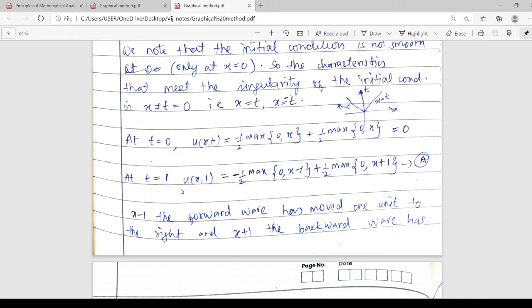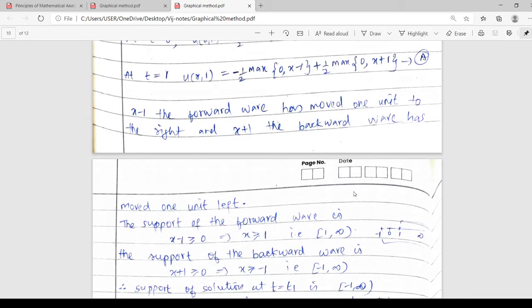So at t equal to 1, what are we getting? u of x comma 1 is minus half maximum of 0 comma x minus 1 plus half maximum of 0 comma x plus 1. Mark it as equation number 1. Now we will evaluate this. We can see x minus 1 is a forward wave which has moved 1 unit to the right, and x plus 1 is a backward wave which has moved 1 unit to the left.